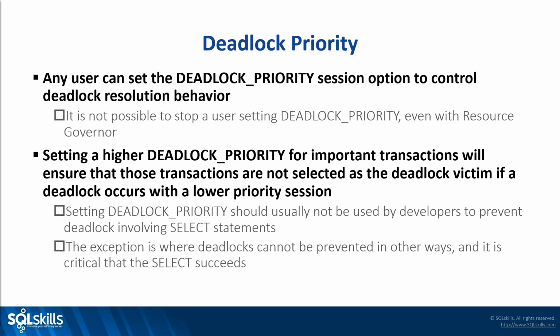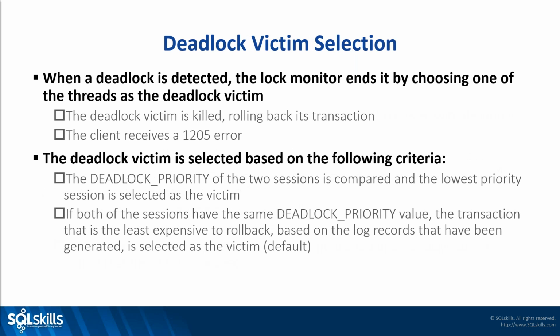So deadlock victim selection starts when the lock monitor thread determines that there's a deadlock condition. Then the session that becomes the victim is based first on the deadlock priority. By default, the deadlock priority for all sessions in SQL Server is equal. If one of the deadlock priorities is lower, that immediately becomes the victim.